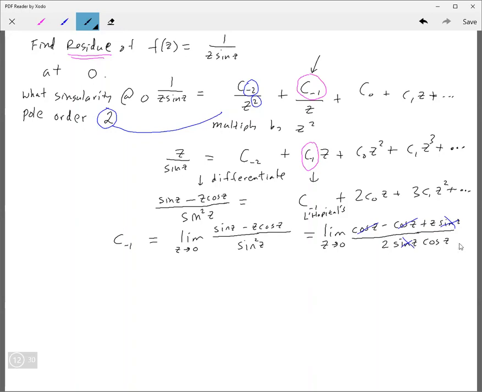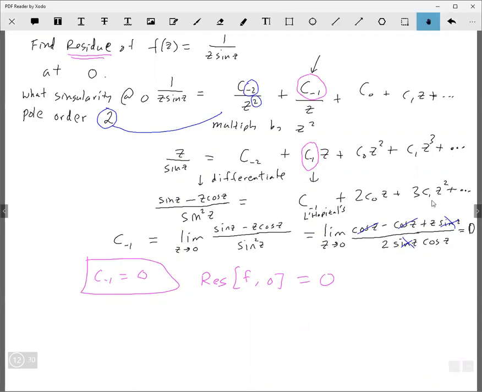Okay, and then now we can plug in. What happens when you plug in z equals 0 here? 0. And then this is not 0, so this is 1. No, what the heck? This is 0. So the answer is 0, or the residue of f at 0 equals 0. So the residue is 0. Okay, so that's one way.